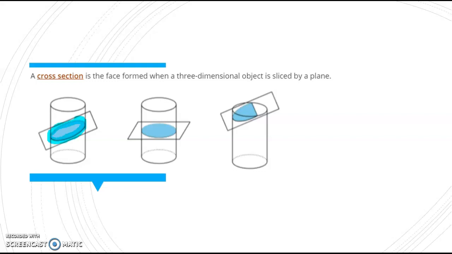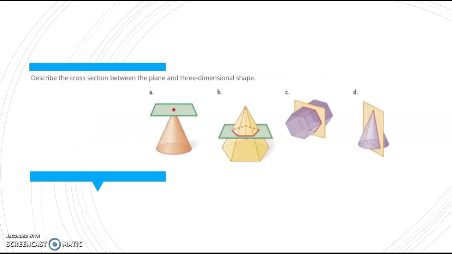Same thing here. If I were to cut this plane this way, I would get this shape. And if I were to cut on a diagonal this way, I would end up with this shape. So cross sections are just those shapes that are formed when you cut your three-dimensional object. When I cut these objects with my planes, I can form different shapes.